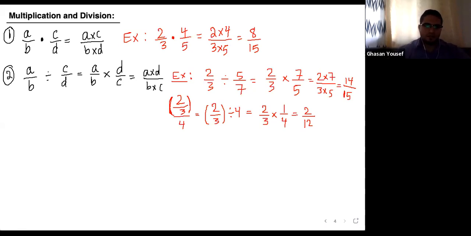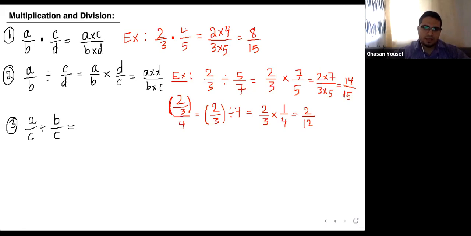Now, property number 3 is if I have A over C plus B over C. So look here, the denominators are equal, both of them C. So to do the summation for these two fractions, I just add the numerators. So this is equal to A plus B over C.